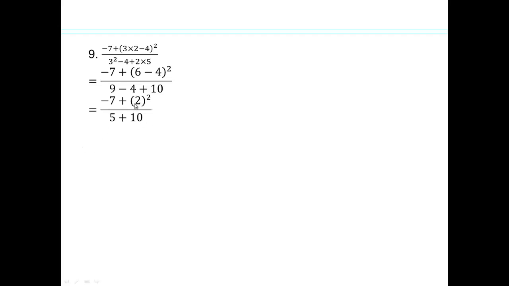6 minus 4 is 2. 2 squared will give me 4. So negative 7 plus 4. 9 minus 4 is 5 plus the 10. So you have negative 7 plus 4 over 15, or negative 3 15ths, which we can reduce to negative 1/5. So negative 1/5 is your final answer. So remember, order of operations, if you are just patient and remember what to do first. Remember, parentheses first, exponents next, multiplication, division next, and addition, subtraction after that.